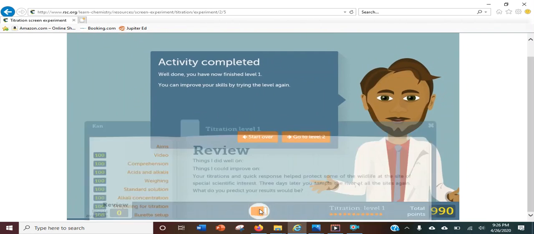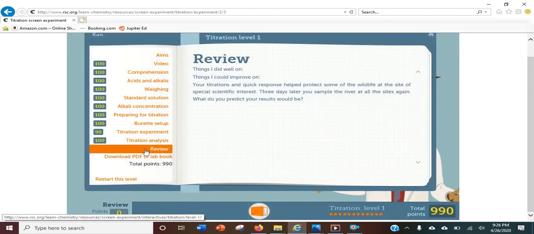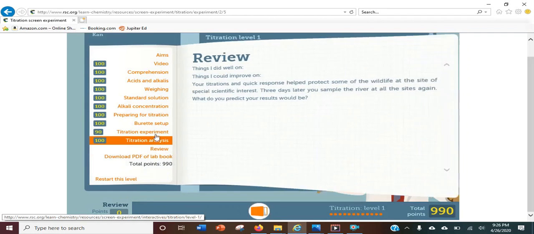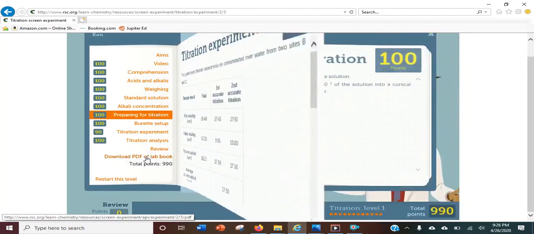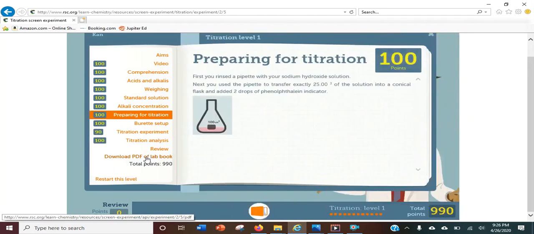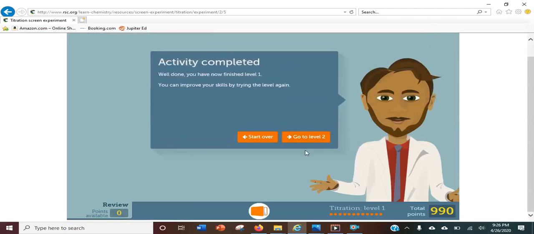And you can download your lab book. Click this icon on the bottom. All right, so this is basically a summary of what you did, and you can download the lab book here. Click Download PDF, and you should be able to download the lab book. Once you're done, you can close the browser and do level 2 on a different day, or you click this button to begin level 2 now.